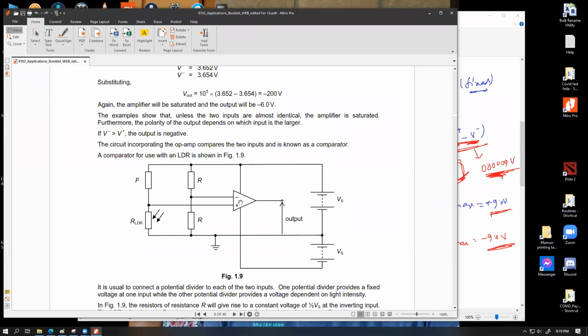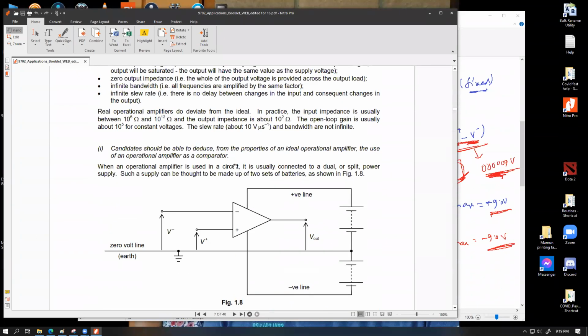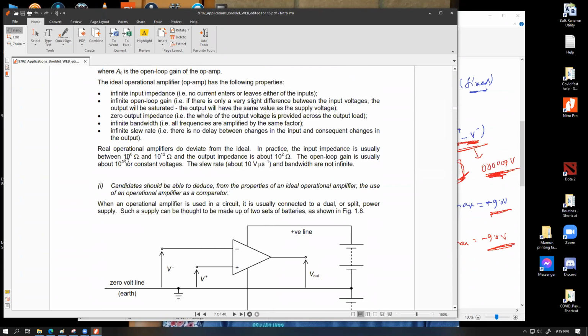So, sir, in all ideal op-amps we have this infinite input impedance. Yeah, ideal op-amps by theory have infinite input impedance. Real op-amps don't have infinite values because infinite values are not achievable. Real op-amps can have a very high impedance within a range of about 10 to the power 6 ohm to 10 to the power 12 ohm. That's a pretty large value.